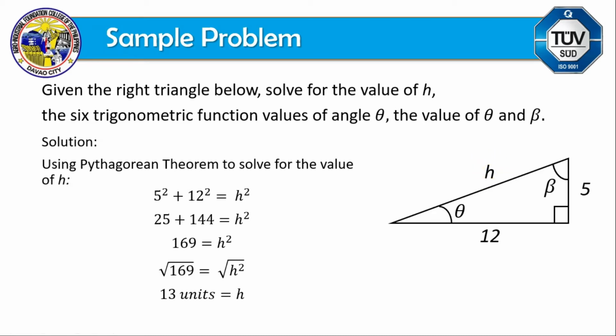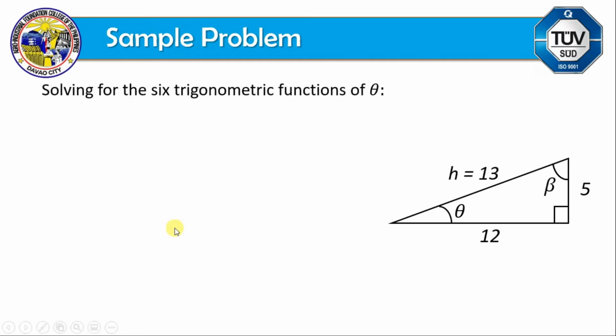Now, we can directly check our answer. We said that h is the longest side. If we compare the values, since this is 13, we can see that 13 is actually greater than the given sides, which are 5 and 12. So by that, even if we have not yet checked further, this 13 is most likely the answer since it is greater than the two given sides. Next, we solve for the 6 trigonometric functions of theta.